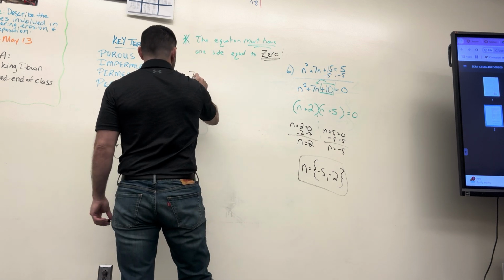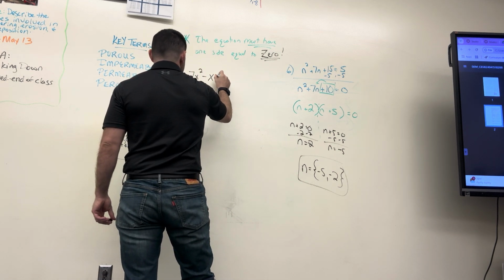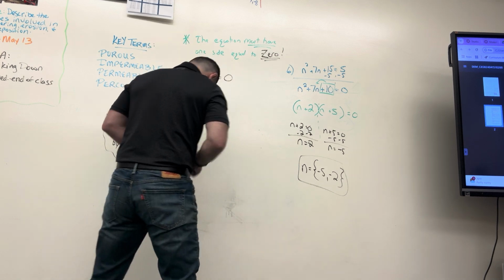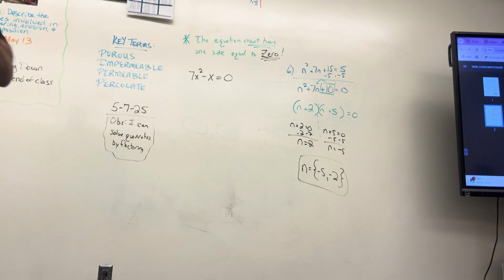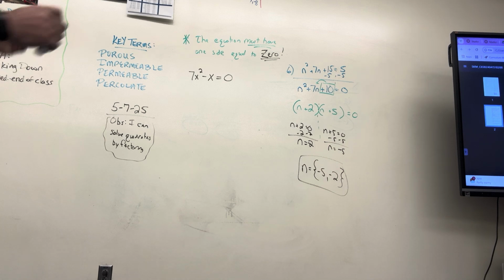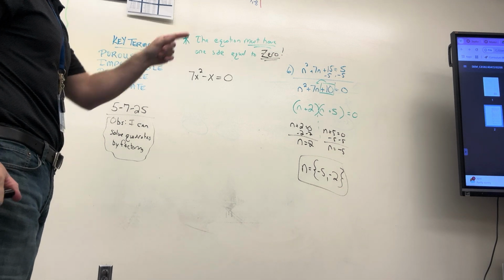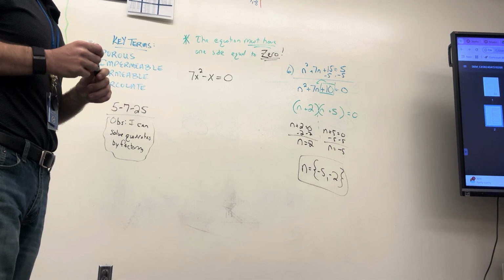So let's say 7x squared minus x equals 0. Okay. So once again, this is not on the paper. So my question is, is this a quadratic? No. Judah, why is it a quadratic? You're right. Because what? The squared. As long as there is x squared, it is a quadratic. Now, is it in the exact form of ax squared plus bx plus c? Well, yeah, the c is a 0.